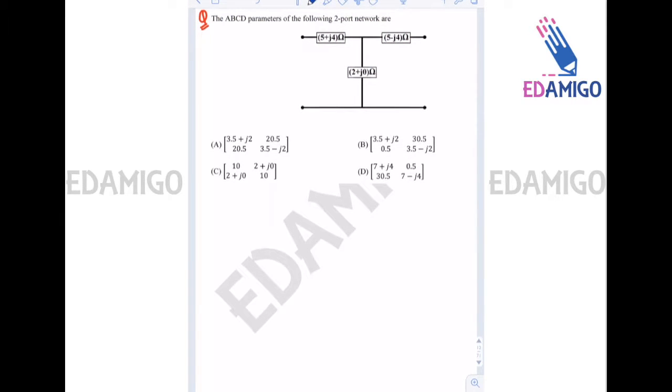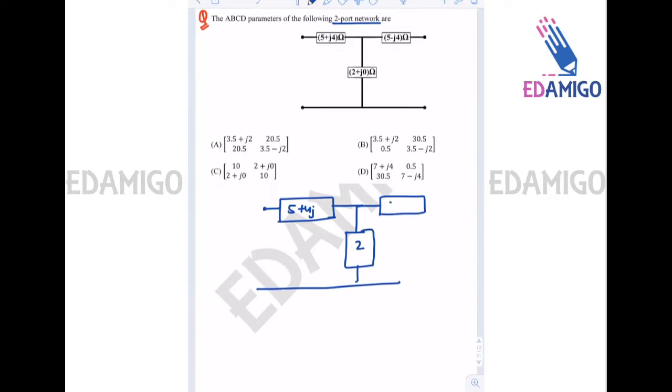So here we have to find the ABCD matrix of the given two-port network. So this is a two-port network, with 5 plus 4j, 2 ohms, and 5 minus 4j. Okay. So this has plus minus V1 voltage, plus minus V2 voltage, I1 current and I2 current. Now we can see that the current in the 2 ohm resistance will be I1 plus I2.